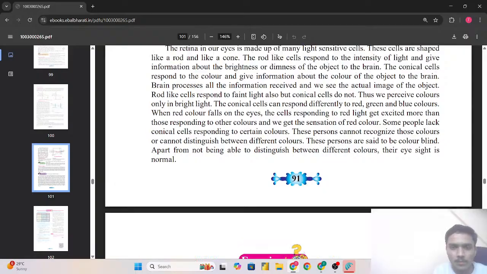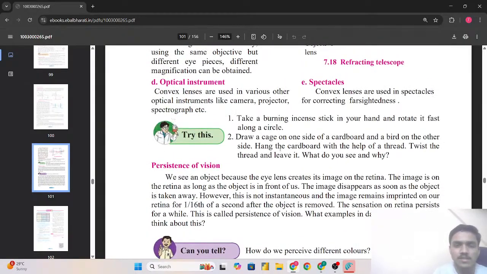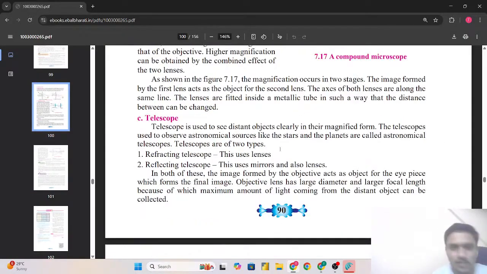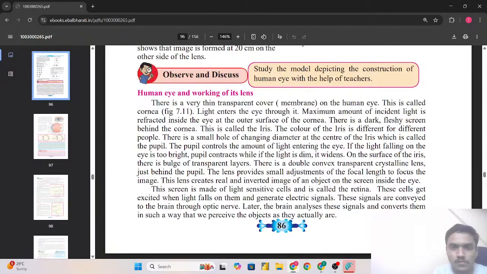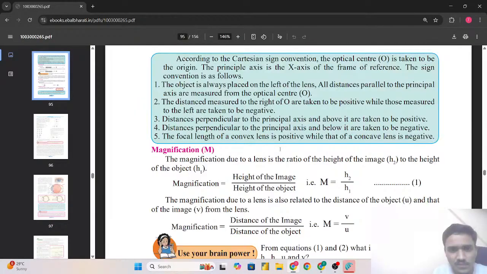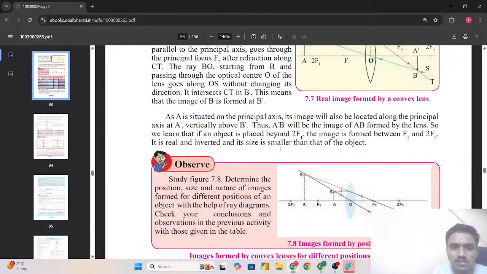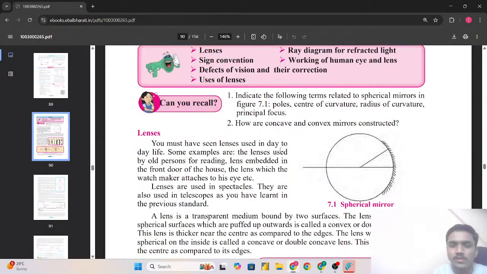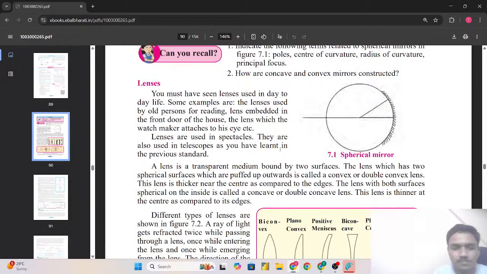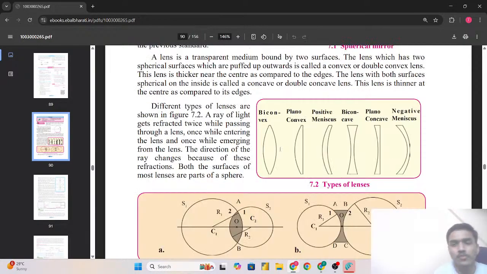So this is all about chapter number 7, that is the lenses, which we have studied. So quickly we will be seeing what are the topics which we have covered in this particular chapter, lenses. So in the lenses we have seen what a lens is. Then we have seen the different types of lenses: biconvex, plano-convex, positive meniscus, biconcave, plano-concave, negative meniscus, and all.